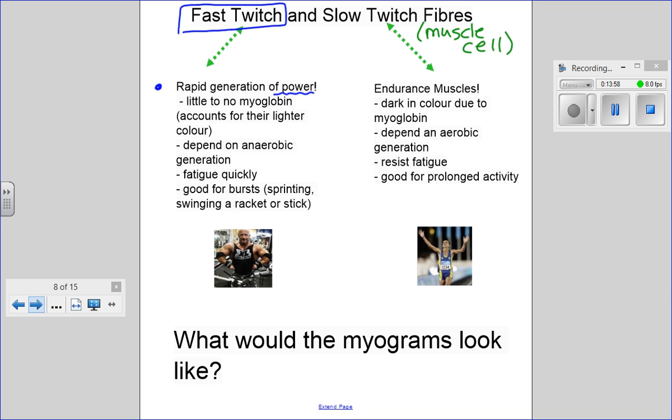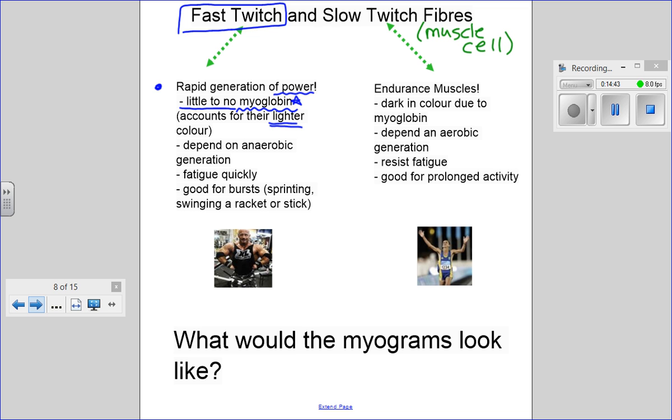Now, here are some characteristics of fast twitch fibers. First, little to no myoglobin, and we just saw what the myoglobin was. This is the oxygen binding protein. These types of muscles then look lighter. So if you think about when you eat turkey at Christmas, Thanksgiving, or maybe never, but if you've ever eaten a turkey, there's light meat and dark meat. You're eating the turkey's muscles, that's what you're eating, and their color is probably based in part on this.